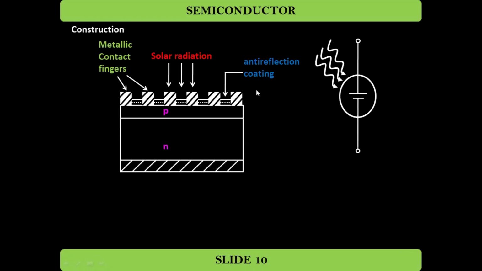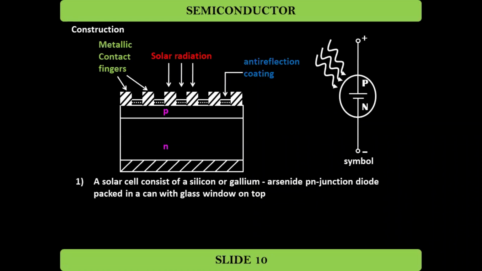How do you represent it in the form of a symbol? This is the symbol of a solar cell in a circuit. P is connected to positive and N is connected to negative so that it is forward biased. A solar cell will be made up of a silicon or gallium arsenide PN junction diode.